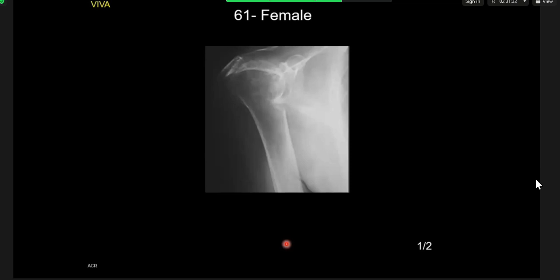The joint space is unclear, but I think there are some erosions in the articular surface. So my differential diagnosis is maybe Milwaukee shoulder, maybe Charcot joint. These are my top differential diagnosis. Why do you say Charcot joint? I can see deformity, I can see osteopenia. So Charcot is without osteopenia, by the way. Sorry, yeah. So maybe septic.